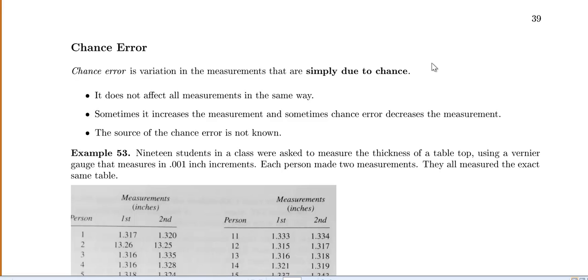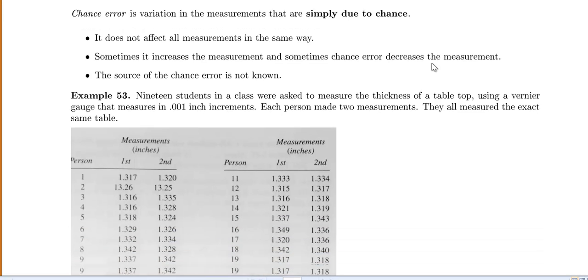Now let's talk about chance error, which is what we really care about in statistics. Chance error is a variation in the measurements that's just simply due to chance. So it doesn't affect all the measurements in the same way. So sometimes it might increase the measurement, sometimes it might decrease the measurement. And the source of the chance error isn't known.